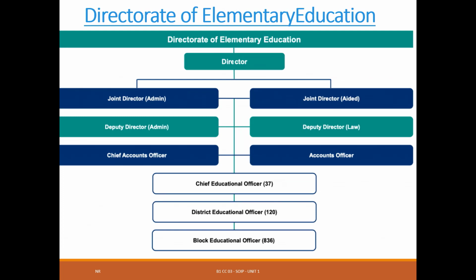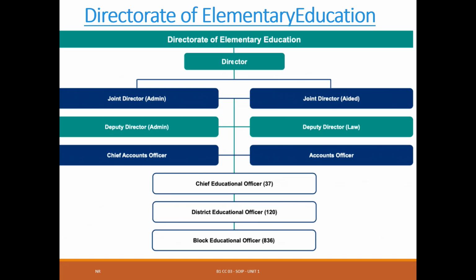Next we have the directorate level for elementary education. From elementary education we have joint directors, deputy directors and chief account officers: a joint director for admin, a joint director for aided schools, a deputy director for admin and a deputy director for law. Then again the directorate goes to the district level with the CEOs. From the CEO, the DEO. From the DEO we have block education officers. You can mention the number of CEOs here: 37 CEOs.